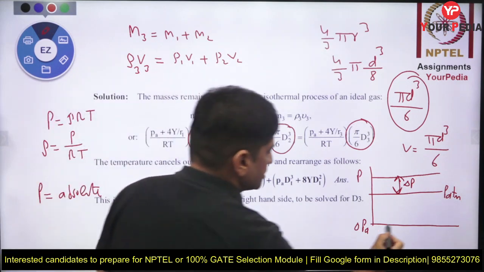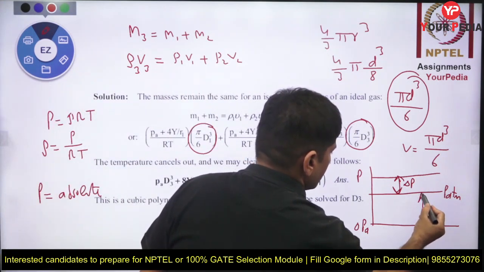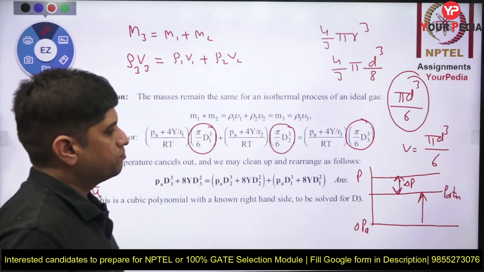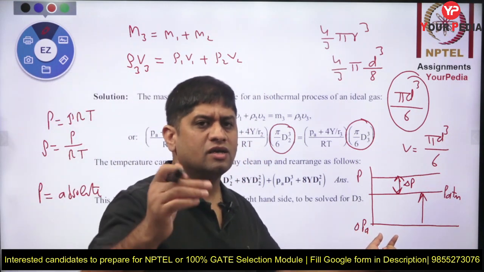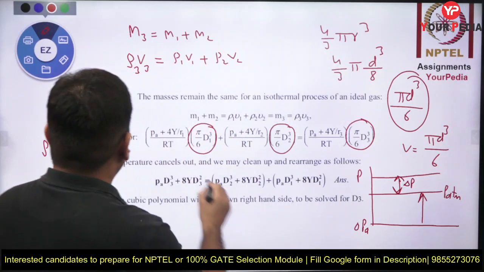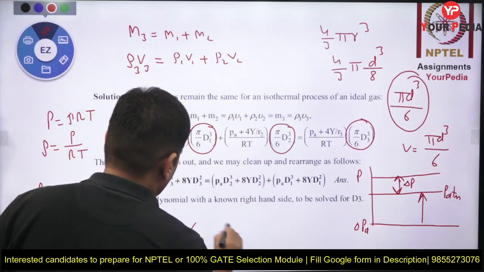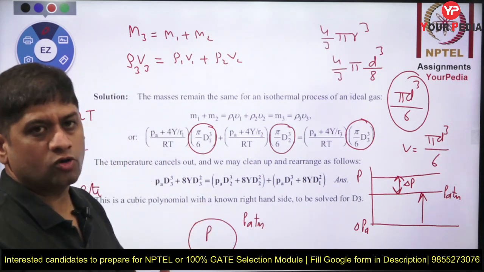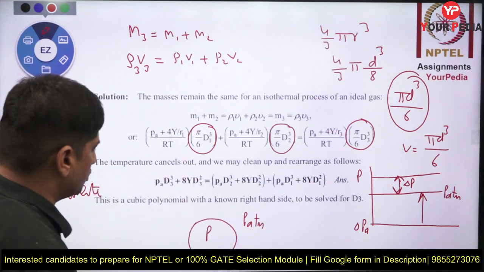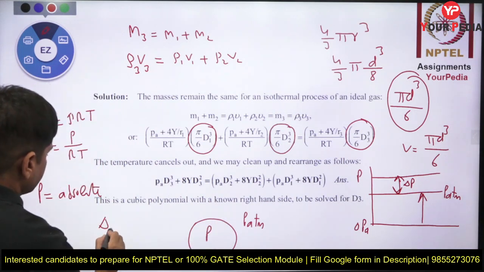Now atmospheric pressure, as you know, is 10 raised to power 5 Pascal, above the 0 Pascal reference. So 0 Pascal reference plus atmospheric pressure. Outside the bubble, the pressure is atmospheric pressure, and there is a pressure inside also, and because of surface tension we know excess pressure is formed. So what is excess pressure?